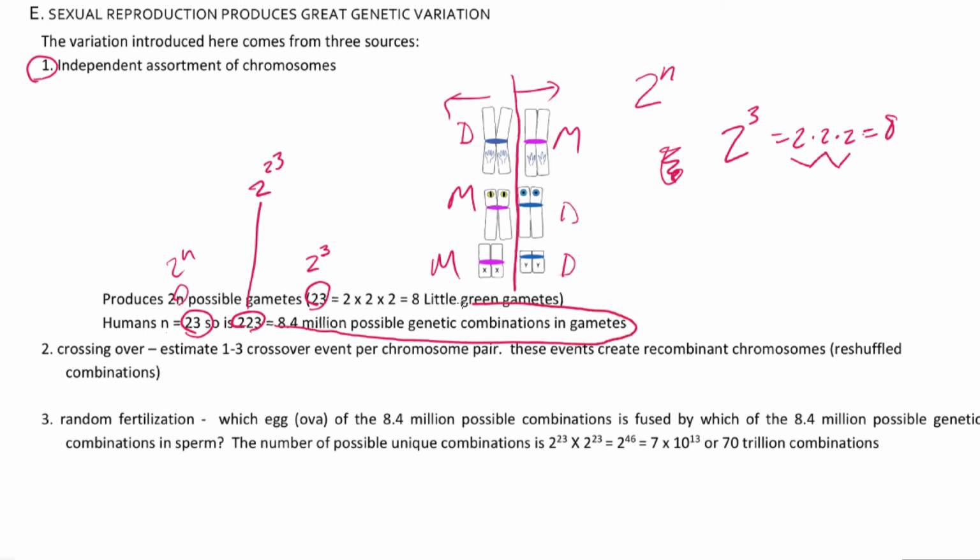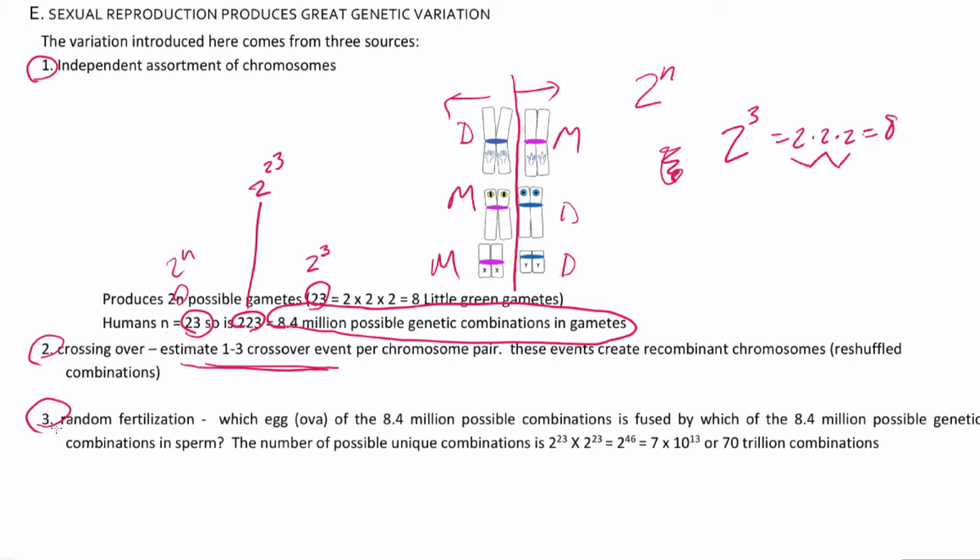Now, if you're talking about making, for example, ova from an egg, you make 4 cells. So 4 out of over 8 million possibilities, you're going to have some really very different gametes. Crossing over adds more genetic variation. We don't know exactly how often crossover occurs, but by some estimates, as much as 1 to 3 times per chromosome. The longer the chromosome, the more crossover events there are. So it's hard to actually give this a number.